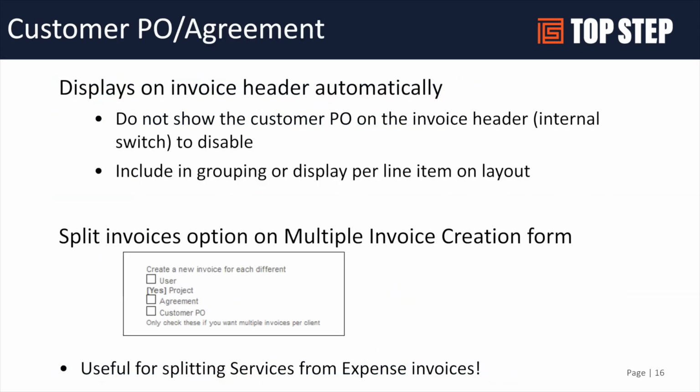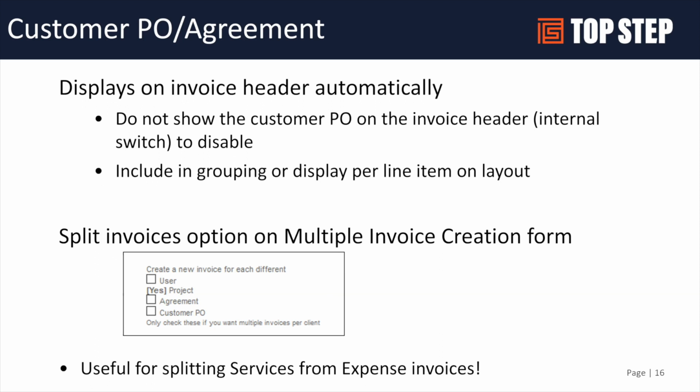Everyone is probably familiar with the ability to create customer POs and/or agreements in OpenAir. Some of the benefits there is you can use those to track PO numbers as well as PO balances. There is an internal switch if you don't want to show the PO in the invoice header; by default it will show up there.